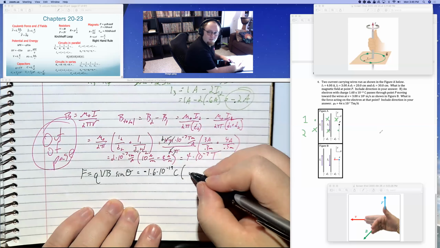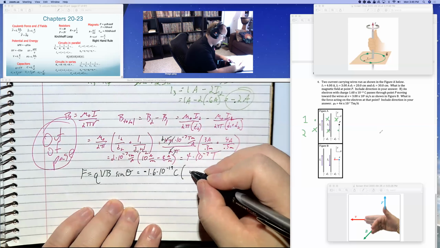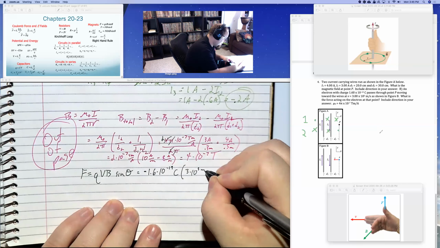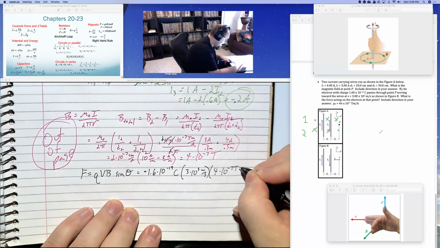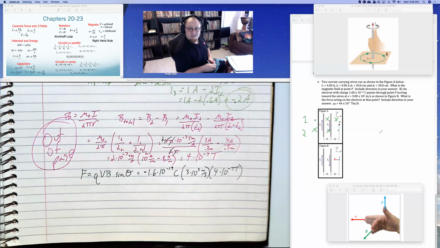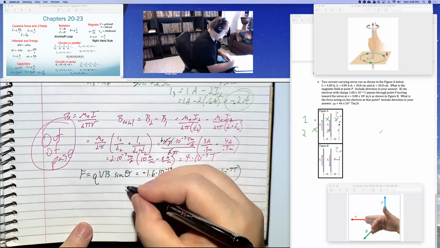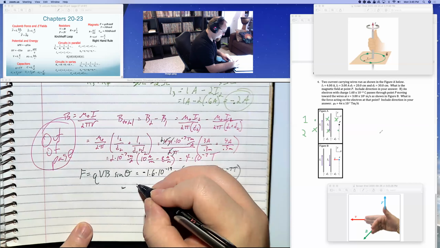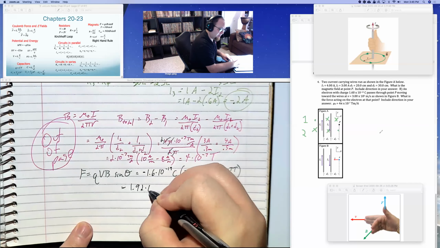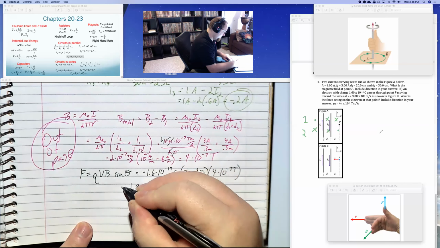times its velocity, 3 times 10 to the 5th meters per second, times B, 4 times 10 to negative 7 Tesla, times sine of the angle. But the angle is 90 degrees because B is straight in and Q is straight to the left. And so they're 90 degrees from each other. And I can do that math. And I'm going to drop my negative sign because my negative sign is just going to be direction. And say 1.92 times 10 to the negative 17 newtons.